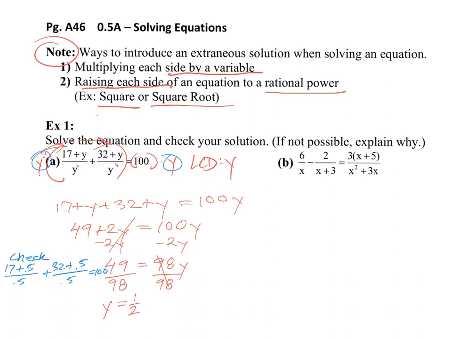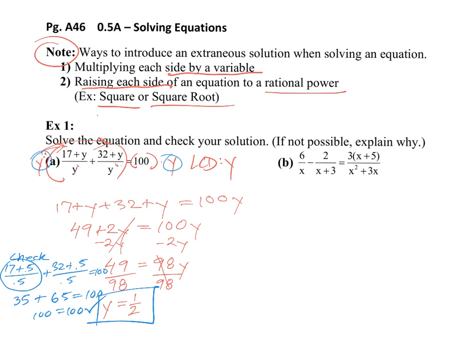So I end up with 35 plus 65 equals 100. And I get 100 equals 100. So check, yep, that works. It's not an extraneous solution. All right, what I did here, just to clarify, 17.5 divided by 0.5, you get 35. All right, essentially you're just doubling it.